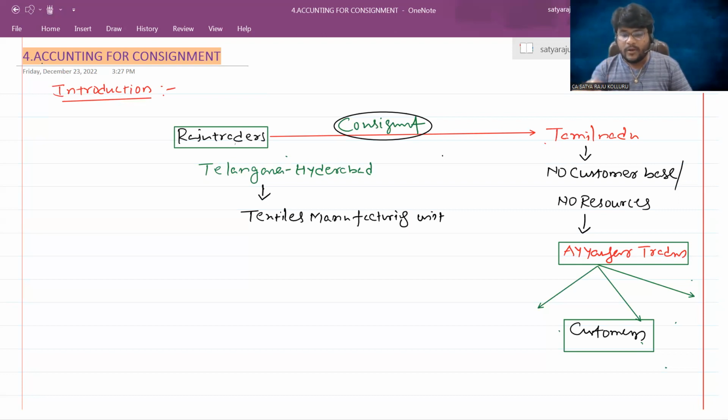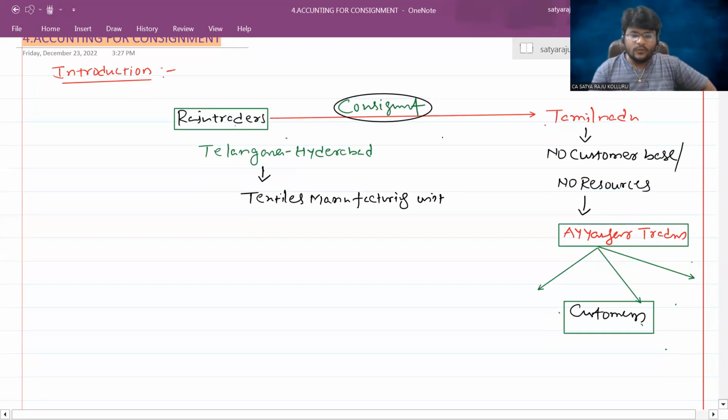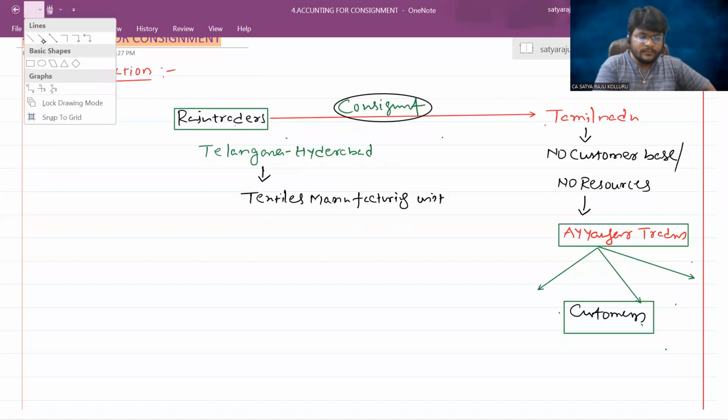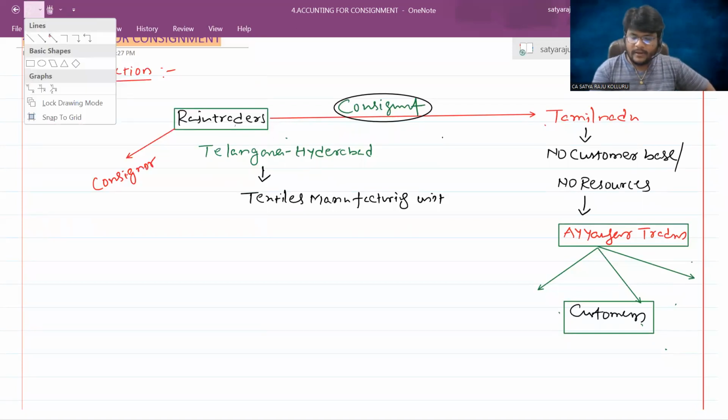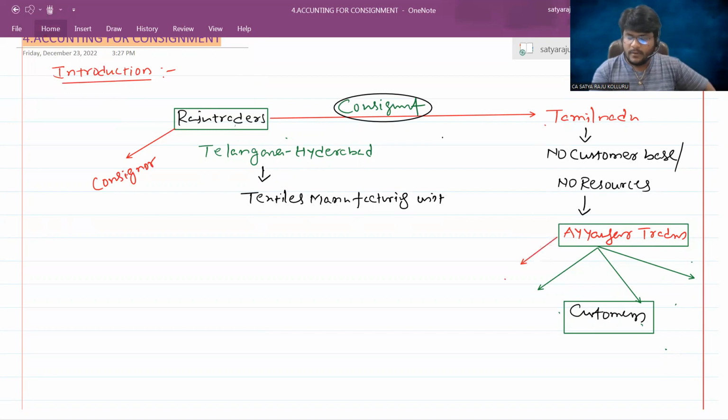Do you understand? Because in Tamil Nadu, Iyengar Traders have a good customer base. On behalf of Razu Traders, Iyengar Traders can simply portray the goods in the market and they can easily sell all such goods to their customers. Do you understand? Now, coming here, sir, technically, Razu Traders is known as the consignor. And Iyengar Traders is known as the consignee.